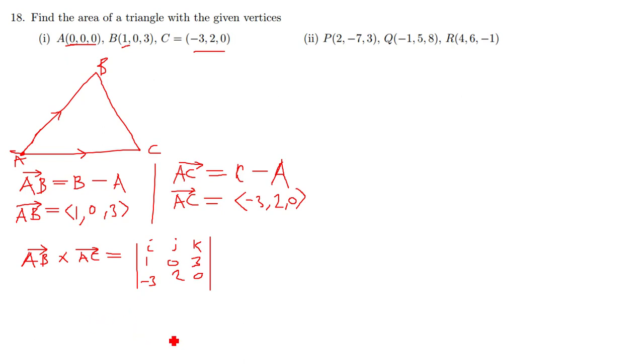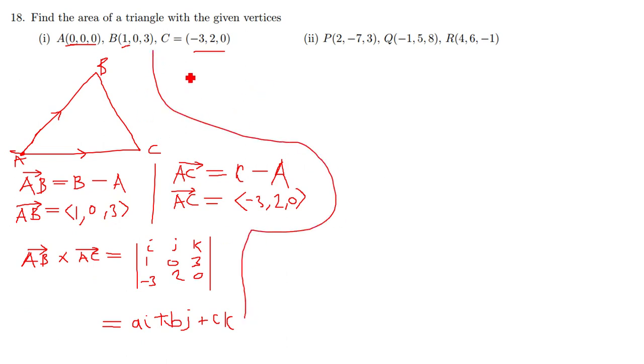And when you find the determinant of this, your answer will be in the format A i, B j, and then C k. So this is just the format which your answer is going to be. Your A, B, and C are numbers after finding the determinant. It's a long process, that's why I'm just saying your answer is going to be in this format. So now when you find AB cross AC, you just have to find the magnitude of that.